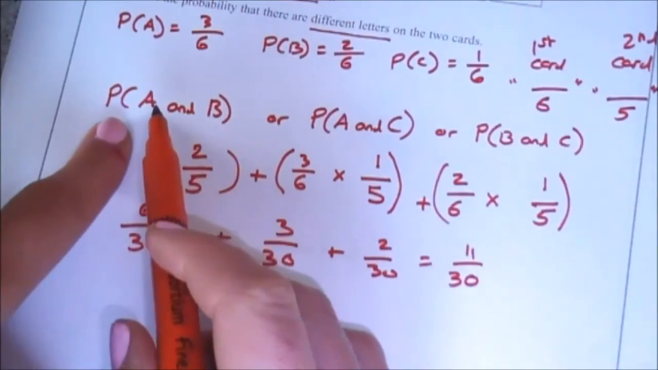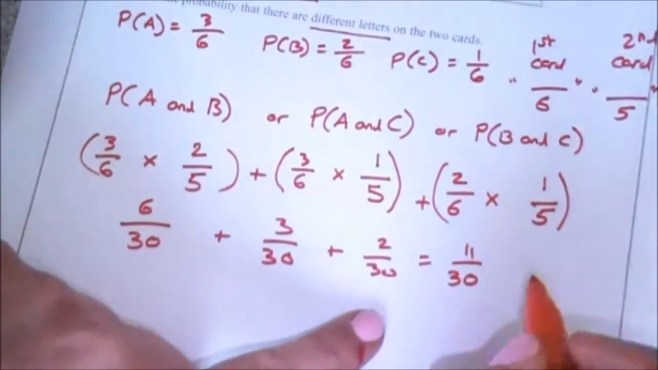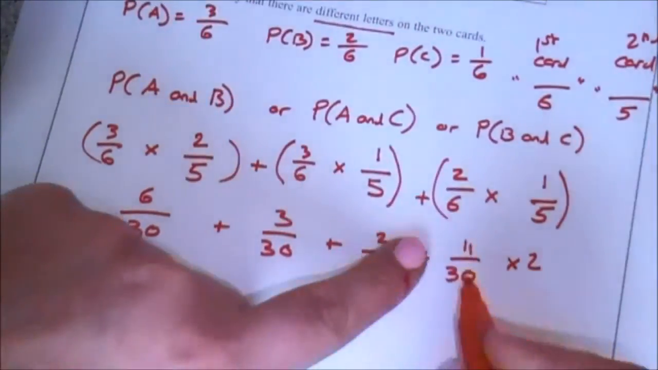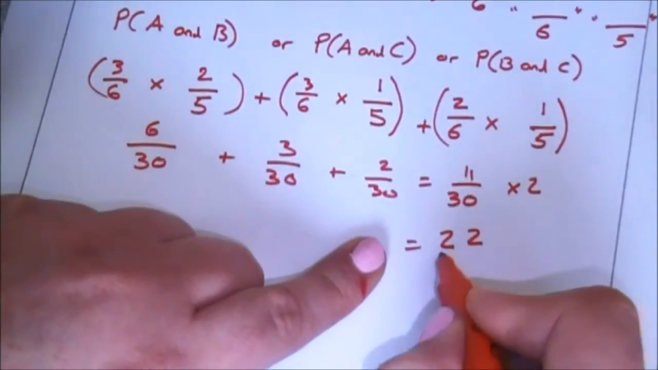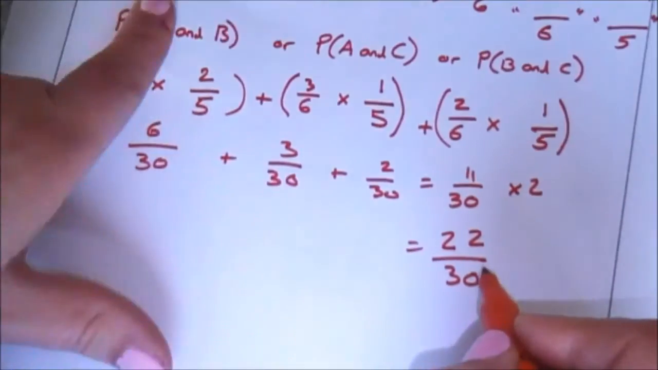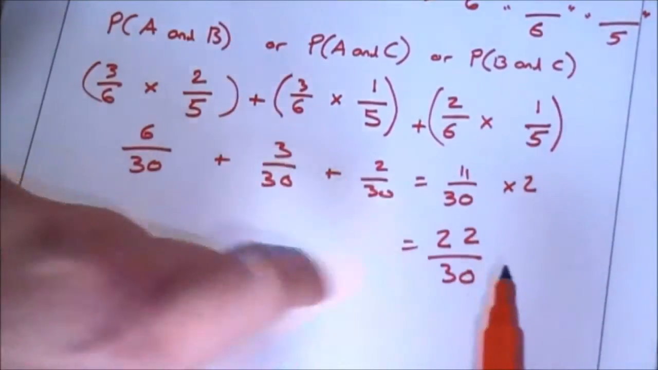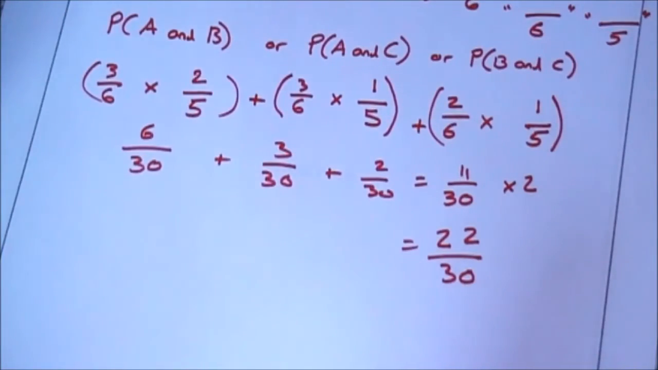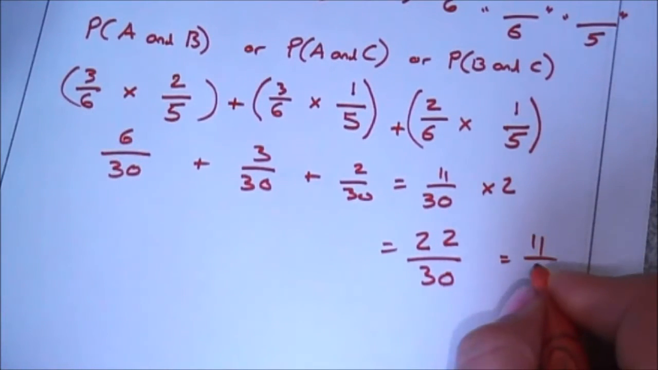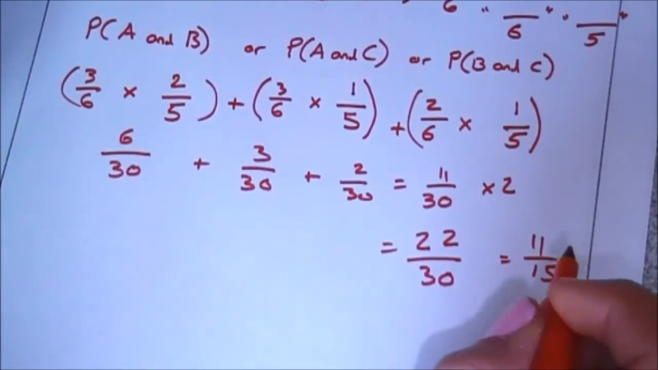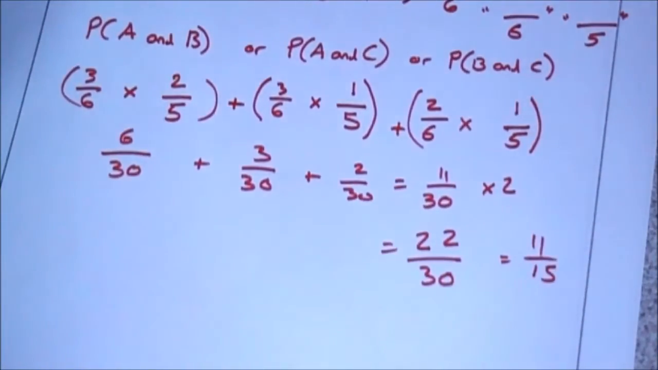But remember, if we consider the fact we could have BA, CA, CB, then I can have 2 lots of that. So it would actually be a probability of 22 out of 30 for those combinations to happen. So the probability that I might get different letters is 22 out of 30. You could simplify that as a fraction to 11 out of 15, but if you're not great with fractions, my advice would be to just leave it as 22 out of 30.